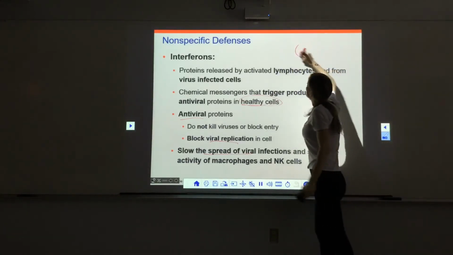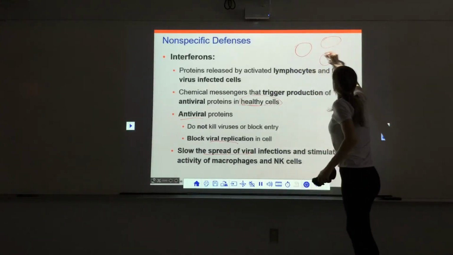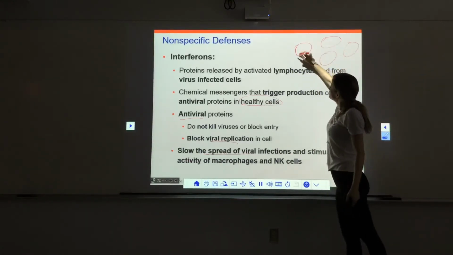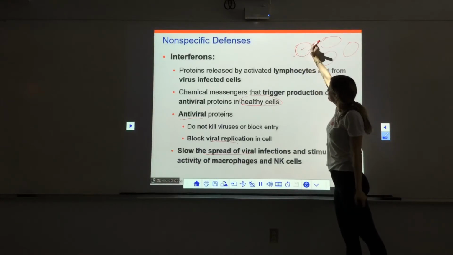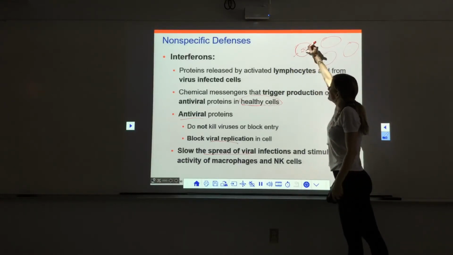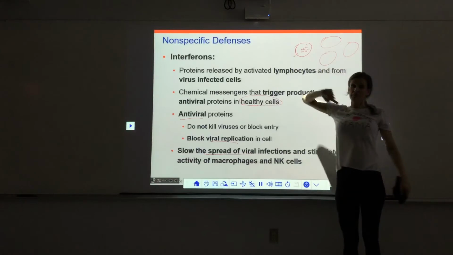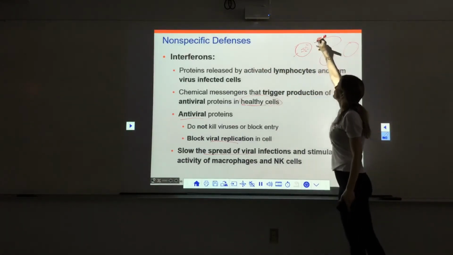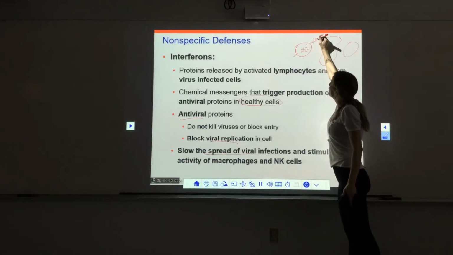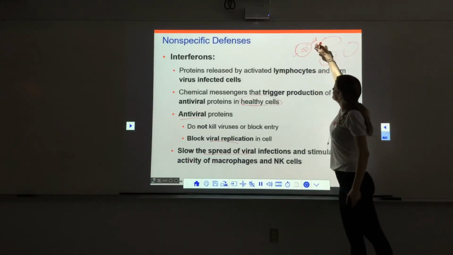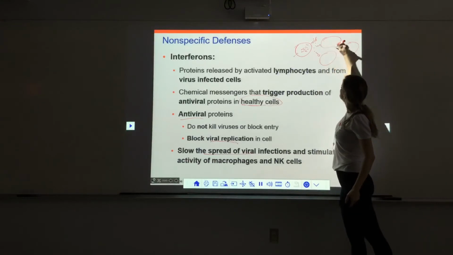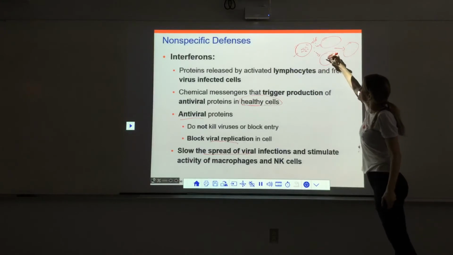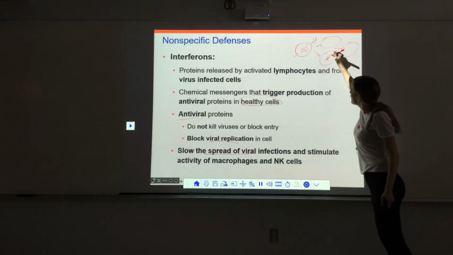So I have a cell. This cell gets infected with a virus. Okay, the virus starts replicating. This cell knows something is wrong, right? It's got a virus replicating in it, so it releases interferons. It releases all of these interferons and they travel to the neighboring cells. They tell the neighboring cells to start making antiviral proteins.